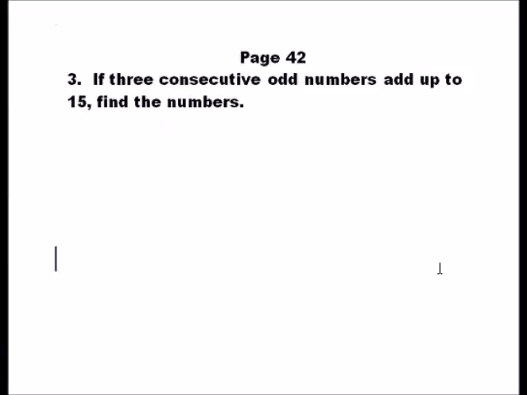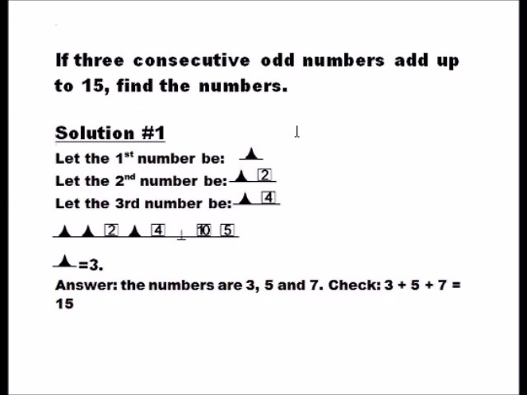So we need to understand that consecutive odd numbers differ by 2. For example, 3, 5, and 7 would be consecutive odd numbers. So would 9, 11, and 13. So in order to do that by hands-on equations, the first step is to represent all of the numbers. If the first number is represented by a pawn, the next number is a pawn and a 2, and the next number is a pawn and a 4.